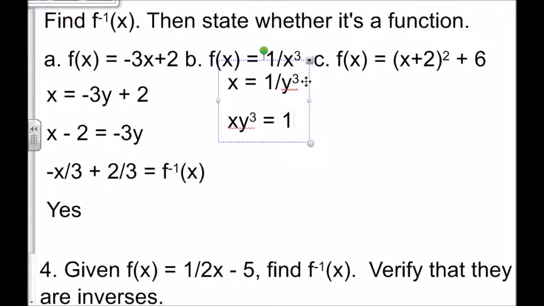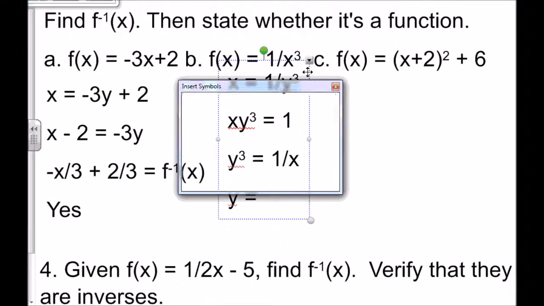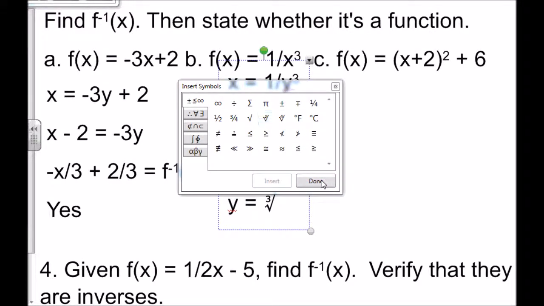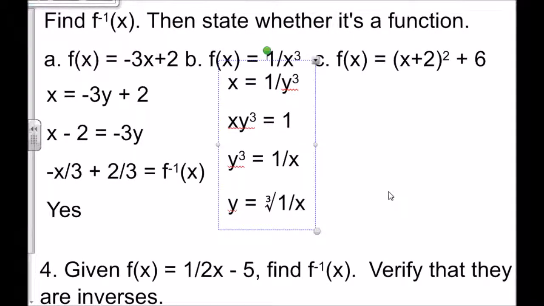So, dividing both sides by x gives us y cubed equals 1 over x. Finally, we'll take the cube root. Y equals the cube root of 1 over x. Maybe put that in parentheses. 1 over x. Which is the same as 1 over the cube root of x if you like.